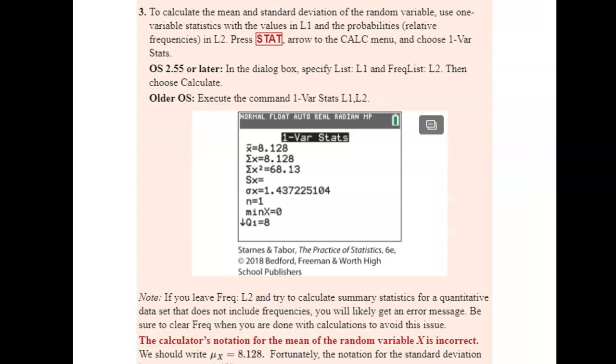Anywho, what if I wanted to calculate the expected value or the mean and the standard deviation? Well, same thing, but this time we're going to go to one variable stats and we're going to put in L1 for the values and then L2 for the frequencies. So what really is happening in the calculator is it's multiplying L1 by the frequency list. So that's cool. I remember back in my day, we used to just create a third list where we multiplied L1 times L2, and then we did one variable stats on that. You sure could. That would work the same way. And then you would just leave the frequency list blank.